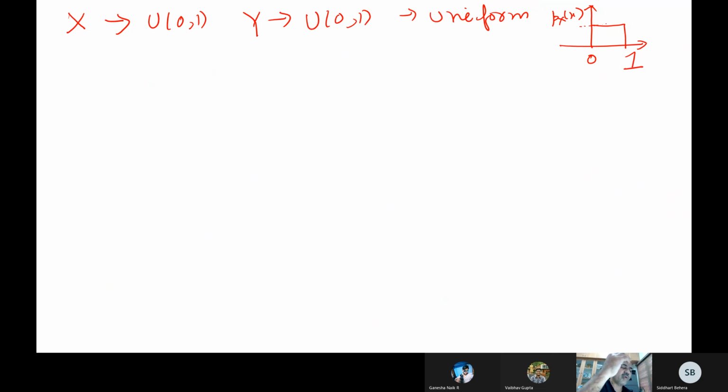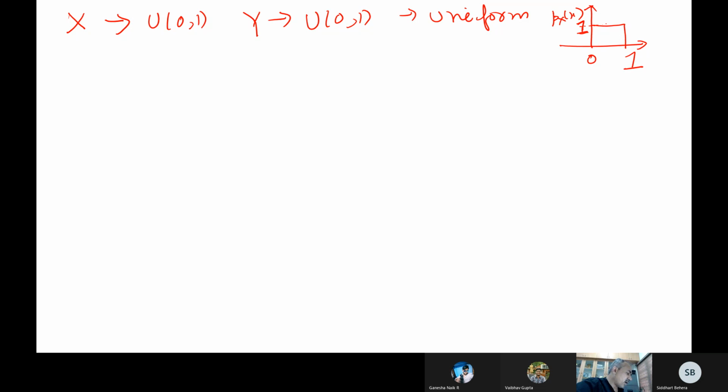If it is uniform and it has to be a density function, what is the most important property of a density function? What is the area under the density function? Equal to 1. So this also should be 1, because everything has to be 1. So these are the two random variables actually.